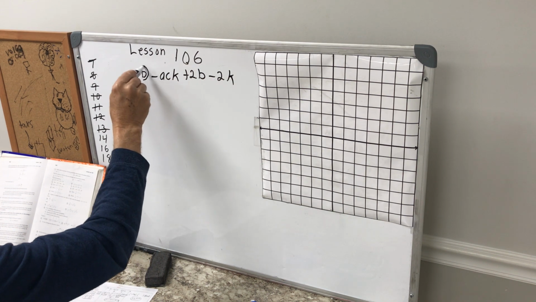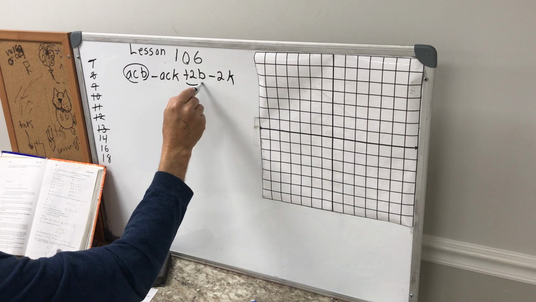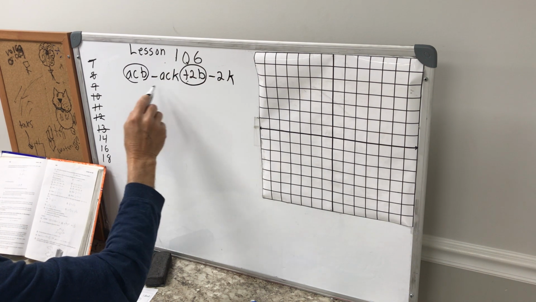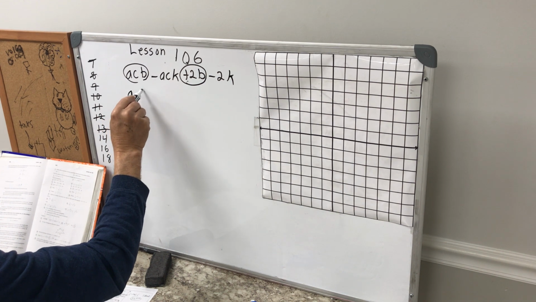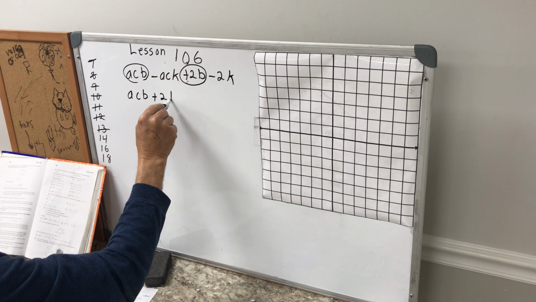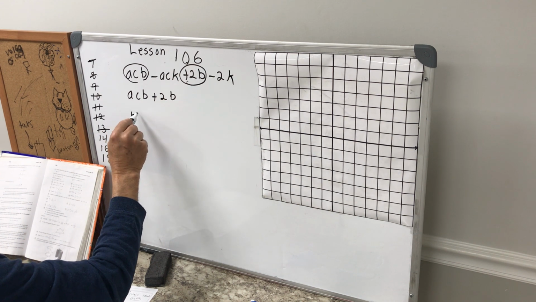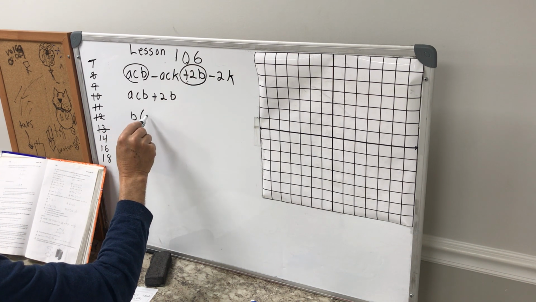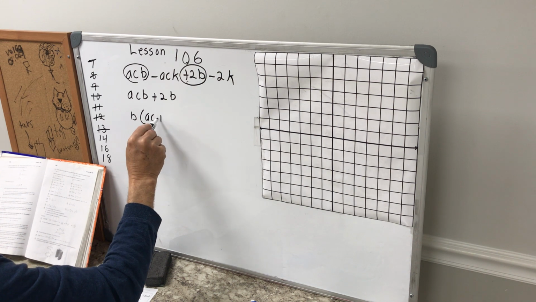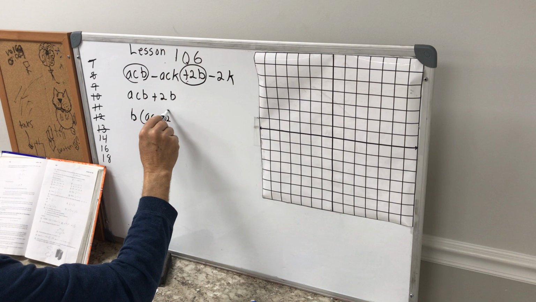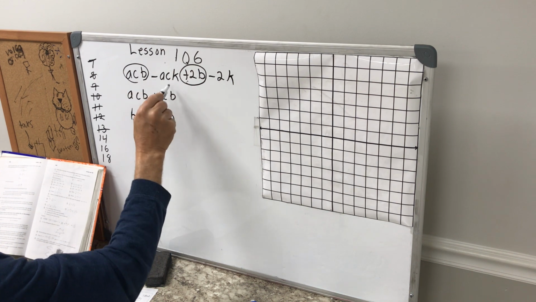This is partly what I do. I look for same variables in it, and I don't know if this is going to be right. I think. Let's try it. ACB plus 2B. If we factor out the B, we end up with AC plus 2. Okay, then we have this left over.